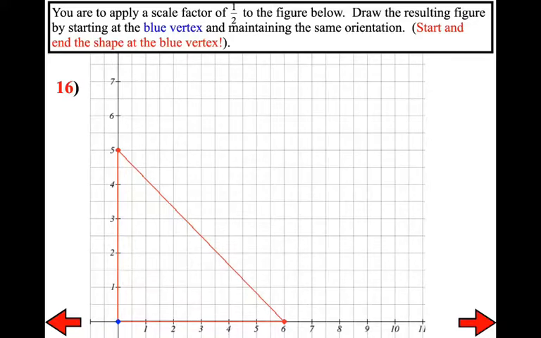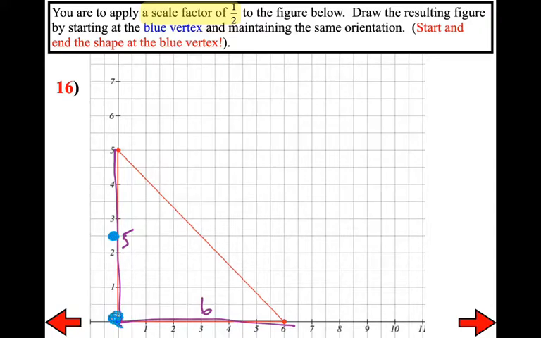So once again, what we know about number 16 is that we have a scale factor of 1/2. That means we're going to take this red triangle and make it smaller. Why? Because the scale factor is some value between 0 and 1. 1/2 is between 0 and 1. So what we need to do is say, well, this side length is 5. This side length is 6. So we have to make those half as big. Well, half of 5 is 2.5.